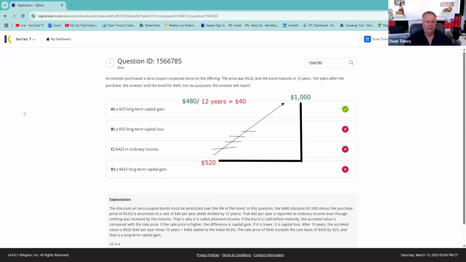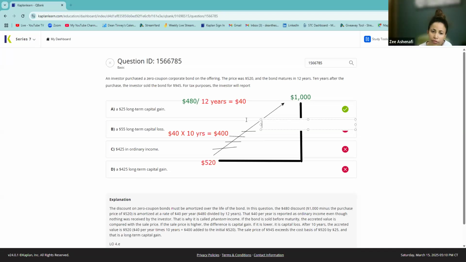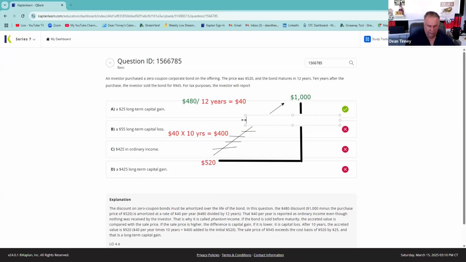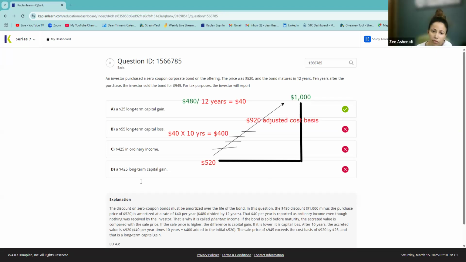So now it says 10 years. So I say, okay, if I have been accreting, adjusting my cost base each year $40, and I've had it for 10 years, I should have already accreted $400. Right? Does that make sense there? Yep. So that means my adjusted cost base is 920. And as I said, that kind of sucks because you pay taxes here on $400 you haven't actually received.